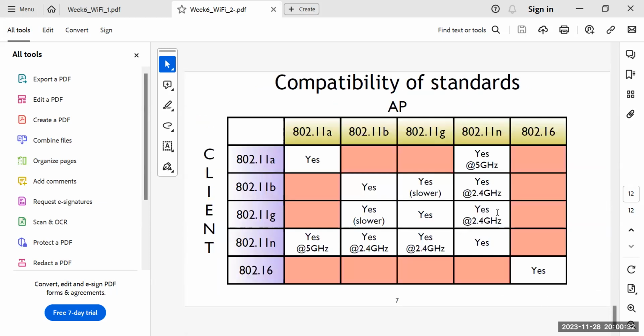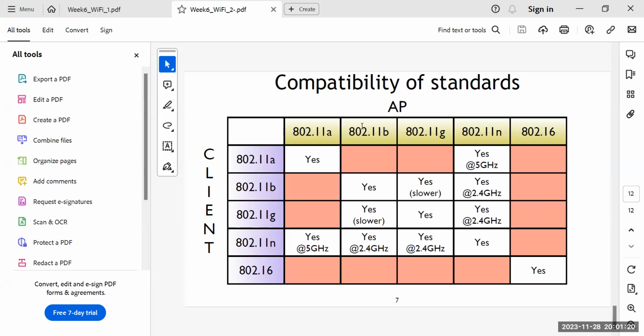So this table is showing us the compatibility of the standards with regards to the different access points and clients. For example, if you have an access point that uses 802.11a and the client is also using 802.11a, then obviously both of them are compatible with each other. If your access point is 802.11g and the client connected to it is 802.11b, yes, they are compatible with each other, but it will have a bit slower speed as compared to, for example, 802.11g connected to 802.11g, right?